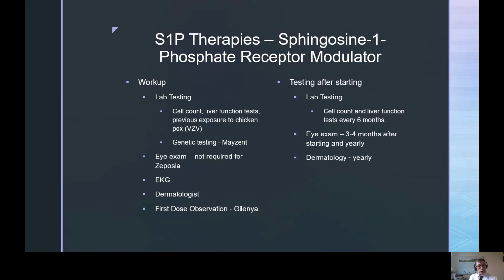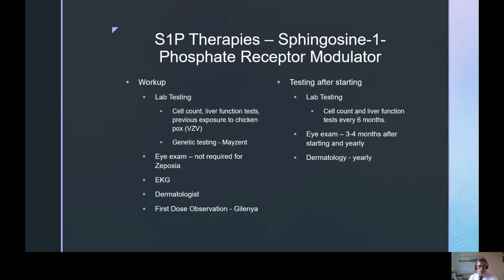And for patients that are starting Gilenya or possibly have too low of a heart rate, you'll need to be observed for the first dose. And so for Gilenya, that can be done in a clinic, or there are outpatient centers that monitor patients, and that typically will last for 6 hours.